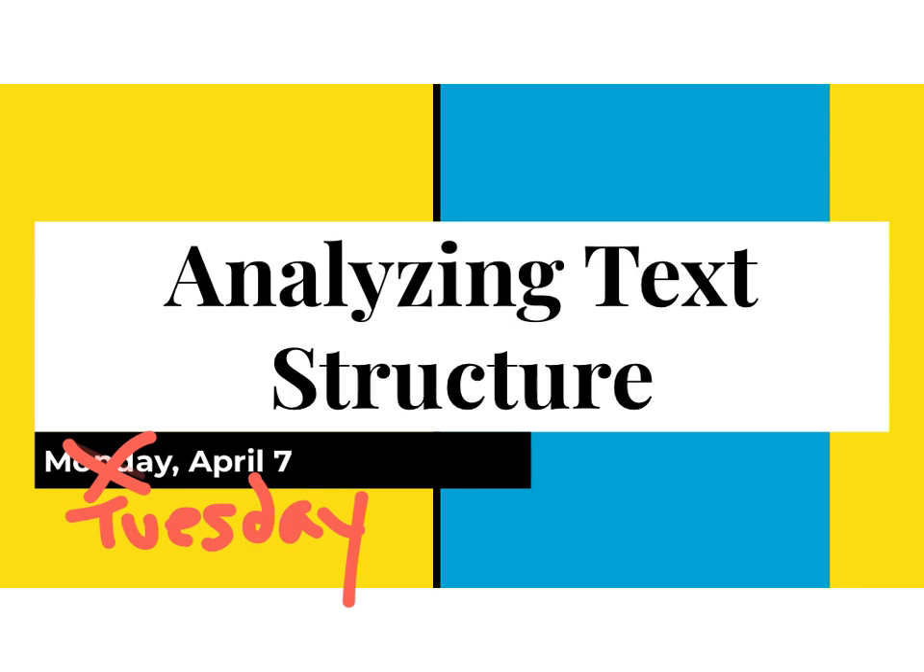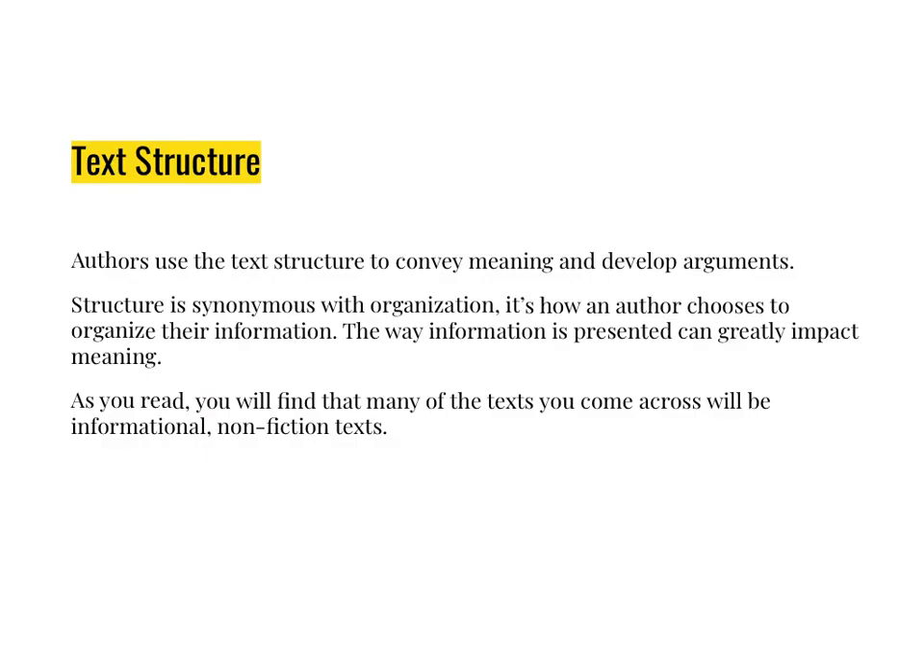We're going to analyze the text structure of a text called Movie Making Magic. Authors use text structure to help convey meaning and develop arguments for argumentative text. Structure is synonymous with organization. It's how an author chooses to organize their information, or the way that they present it, which can greatly impact the meaning.